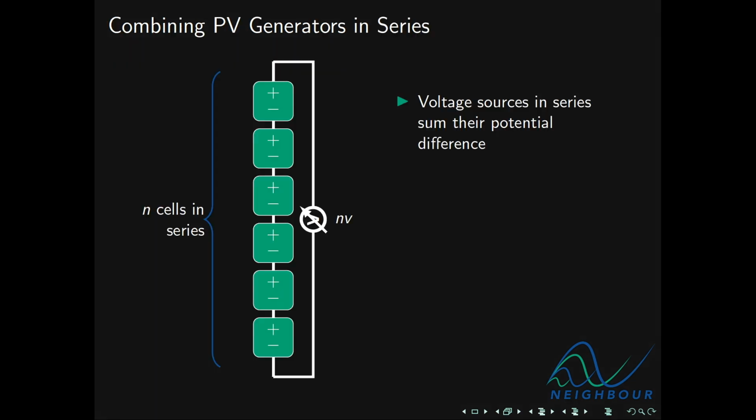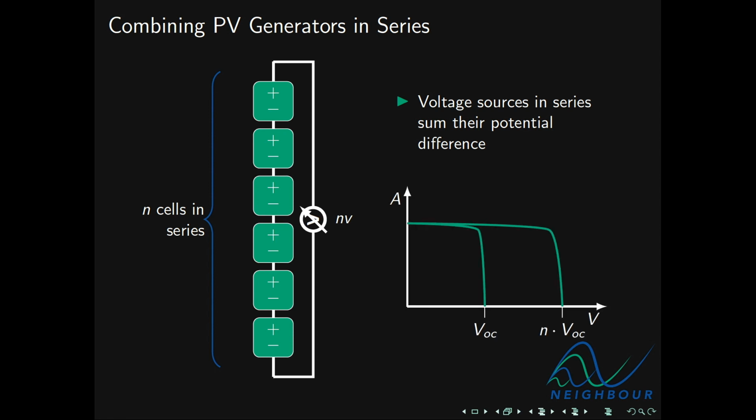So oftentimes when we're building PV systems, we have to combine several PV generators, and we can combine PV generators either in a series or parallel fashion. When we combine PV generators in series, they act as voltage sources. They can have as much voltage across them as they want insofar as their currents are equal.